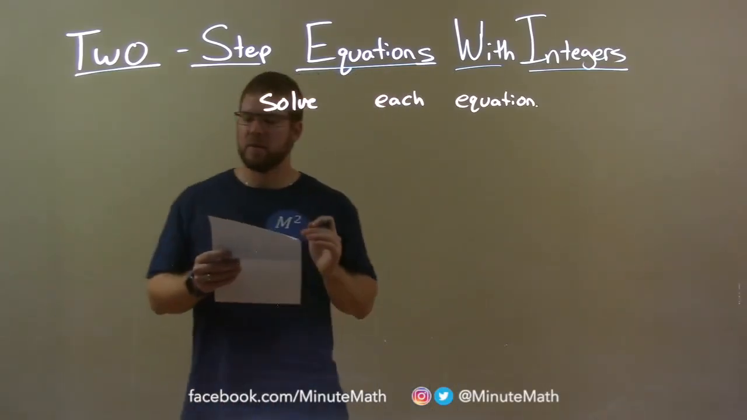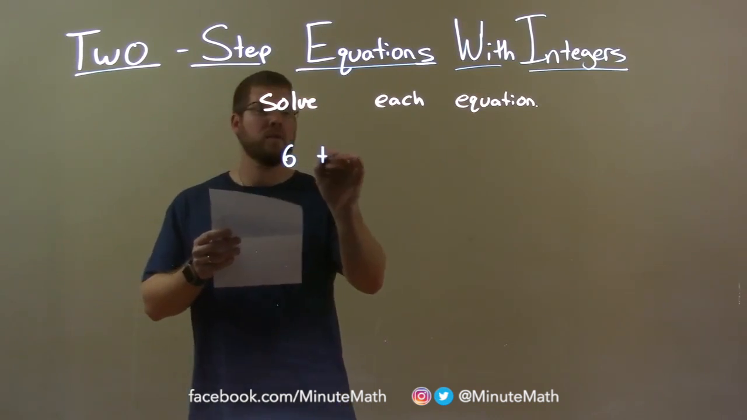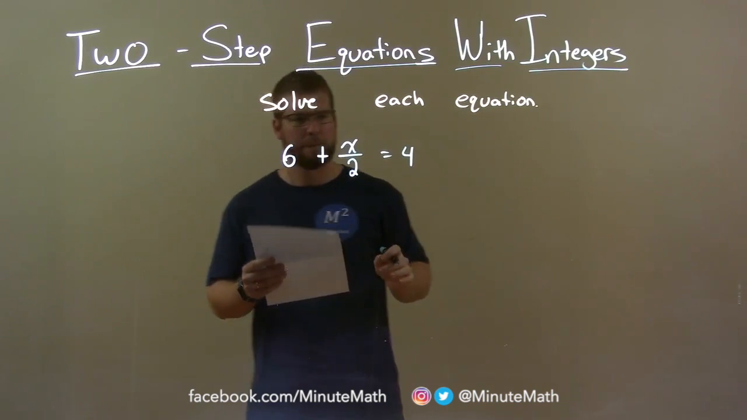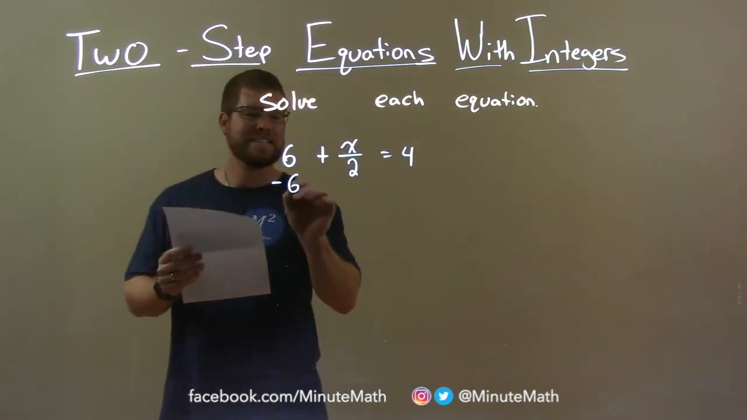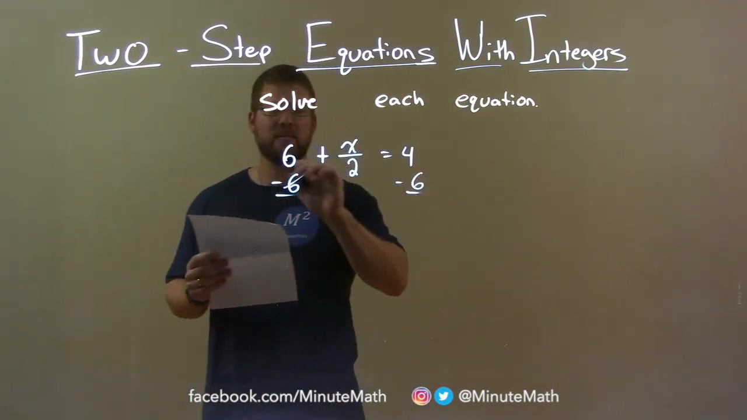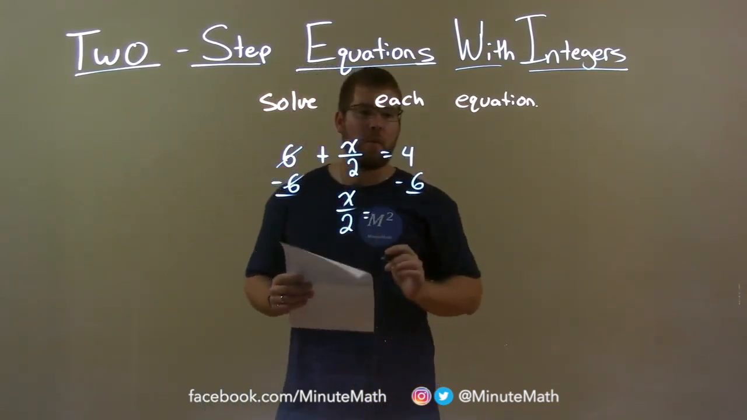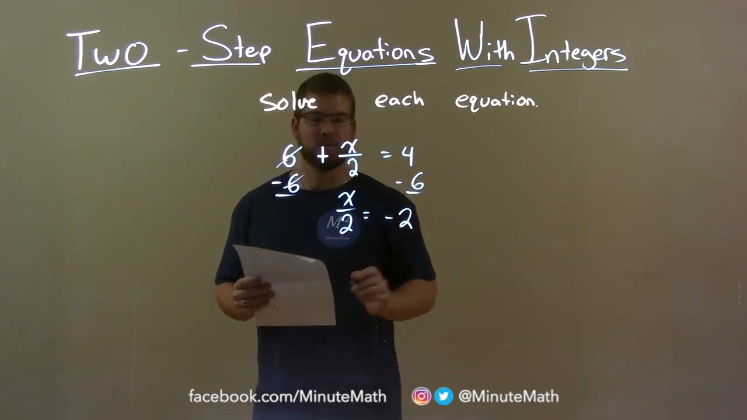If I was given this equation, 6 plus x over 2 equals 4. All right? First step, I want to subtract a 6 from both sides. That eliminates the 6 on the left, giving me x over 2 by itself on the left. Now, 4 minus 6 is a negative 2.